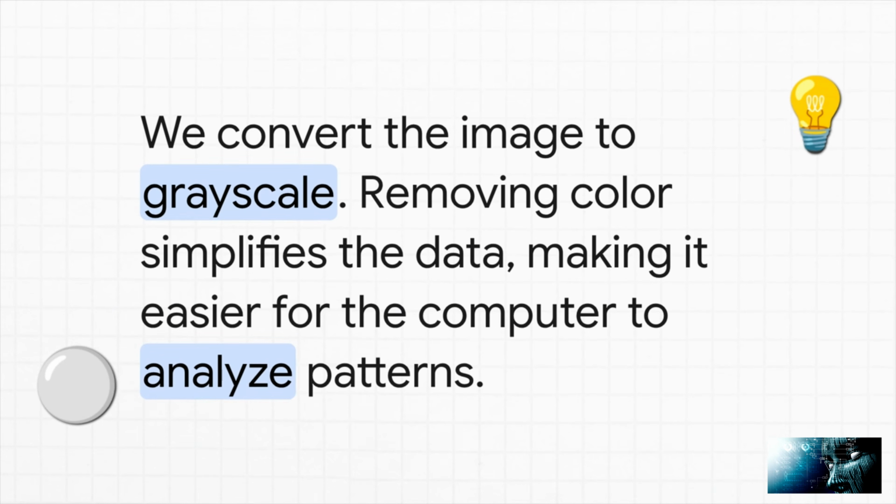Okay, next up, we take that image and turn it into grayscale. And you might be wondering, why get rid of the color? Well, think about it. A color image has 3 layers of information for every pixel: red, green, and blue. That's a lot for a computer to process. By making it grayscale, we simplify it down to just one layer, how bright or dark each pixel is. It's a classic trick to make it way easier and faster for the computer to spot the important stuff.